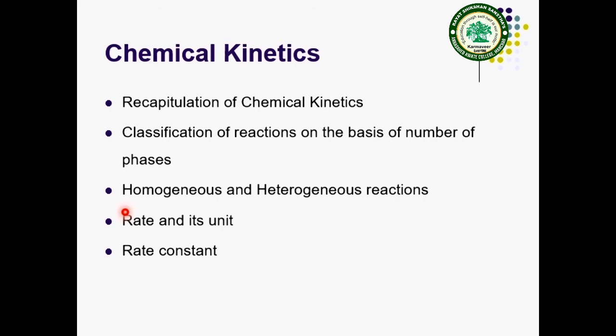Rate constant is nothing but rate of reaction when concentration of all the reacting species is unity. Means when in this equation concentration of A equal to 1, concentration of B equal to 1, then the equation simplifies to dx by dt equal to k.